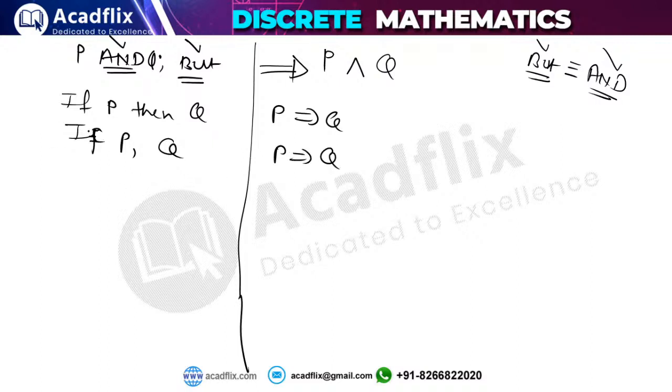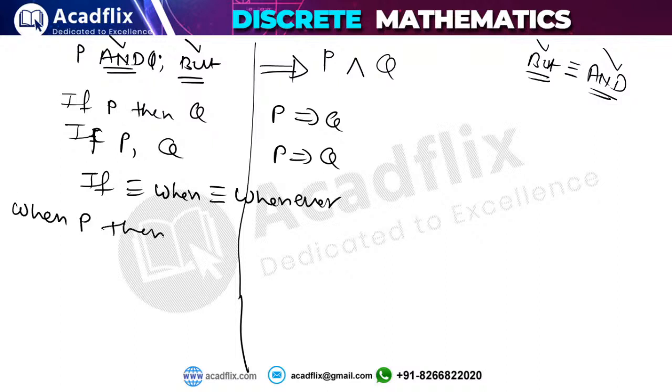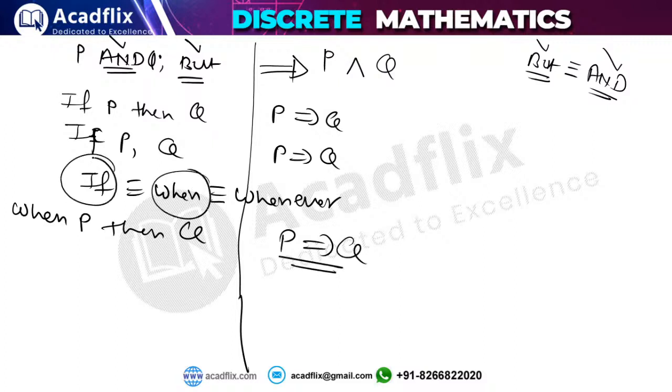Sometimes, this if is the same as when, or this when is the same as whenever. Okay. So if I write, let's assume, when P then Q, how will we translate it? We will translate it like this, P implies Q. Why? Because this when is similar to if. This if, when, whenever, they have the same meaning. Because these are equivalent English words, we will always take them as the same. If, when, whenever, these are the same.